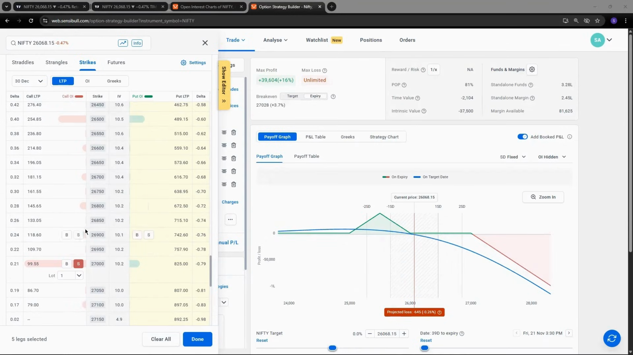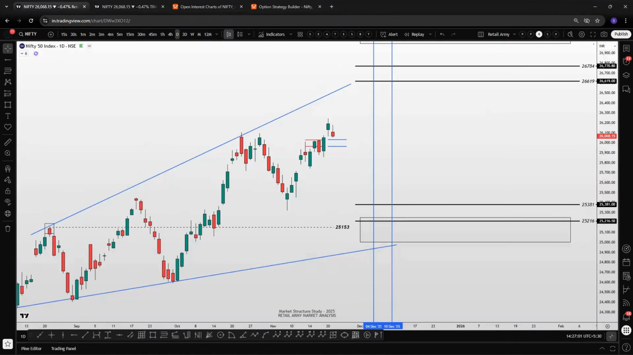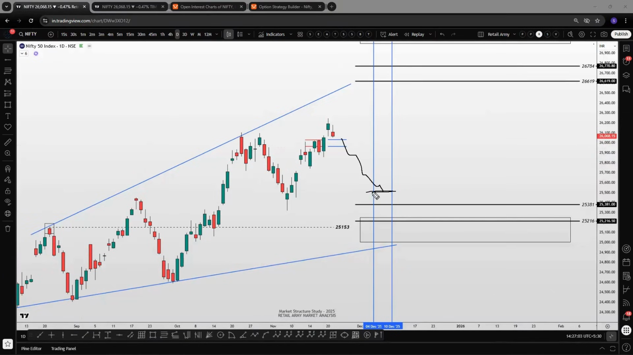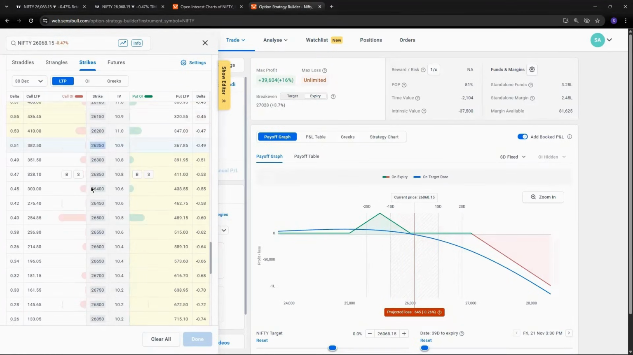Now, the question here is, what if it is at the bottom? Same thing we can do. What if price is at the bottom here and we get a 500 to 800 point rally? What happens then? Exact same thing. We can create a 26,500 iron fly and short one of the put options here. Same thing, exact opposite I'm going to do.